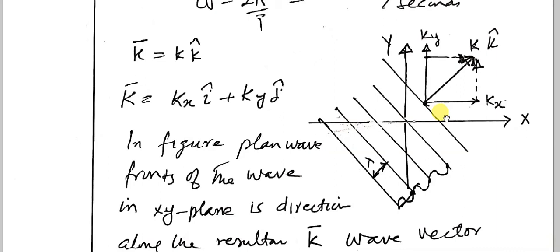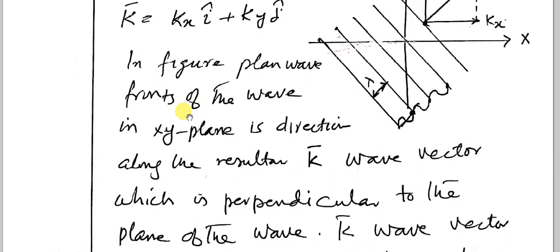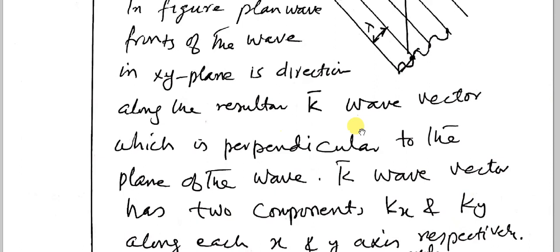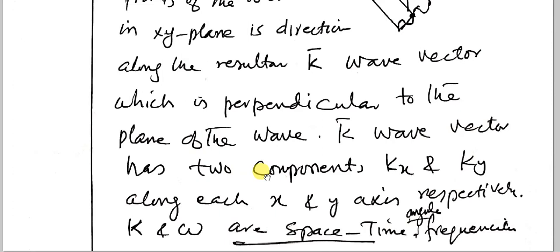In the given figure, the plane wave front of the wave in the xy plane is directed along the resultant K wave vector, which is perpendicular to the plane of the wave. So the K wave vector has two components Kx and Ky along the x and y axis respectively. K and omega are the space and time angular frequencies: K is a space angular frequency, and omega is a time angular frequency.